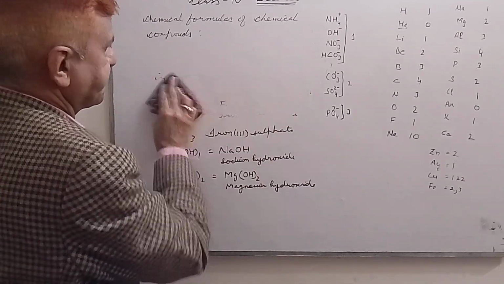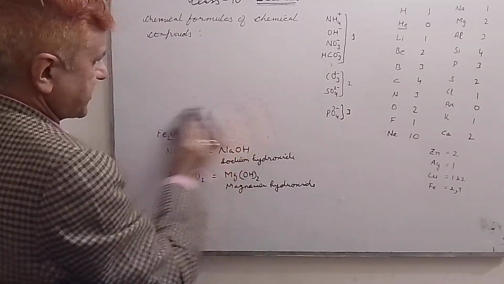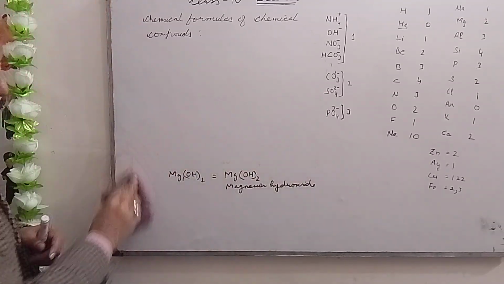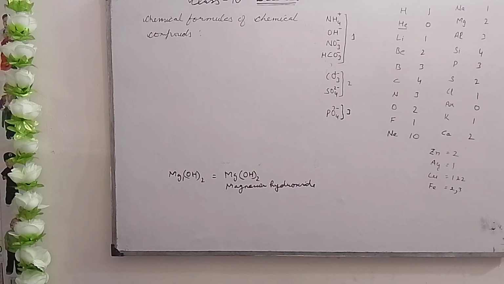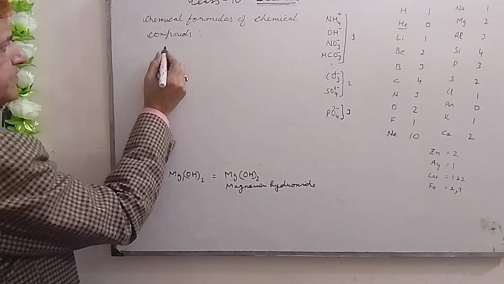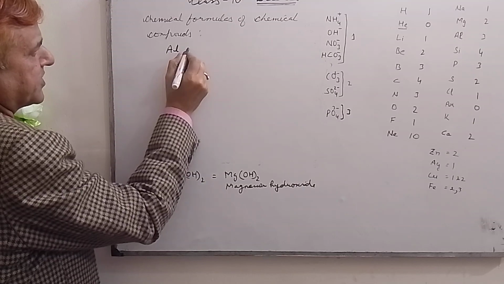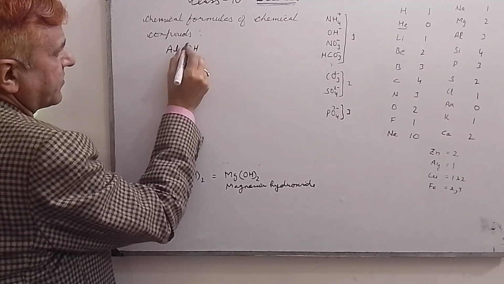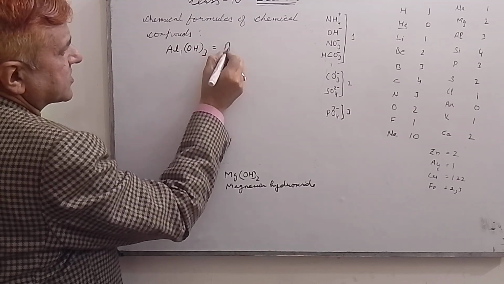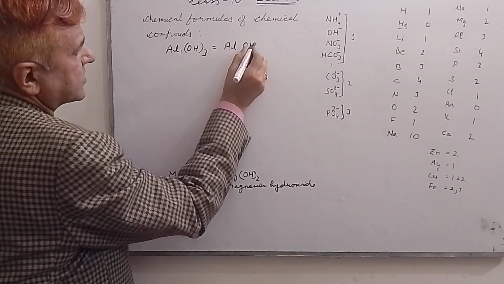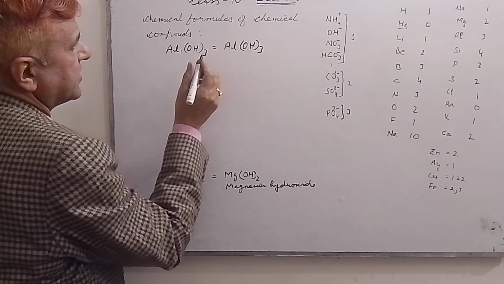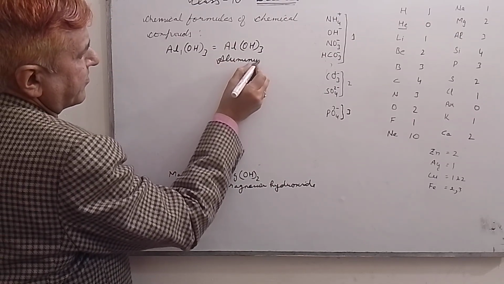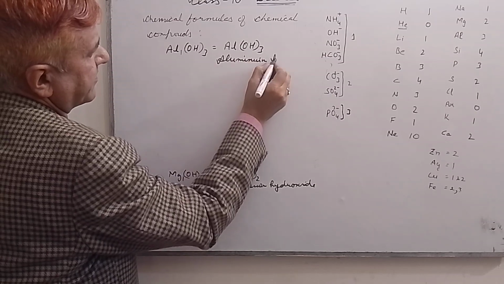Then the next compound is aluminium hydroxide. Valency of hydroxide is again 1 and valency of aluminium is 3. So this is Al(OH) thrice. So this is aluminium hydroxide.